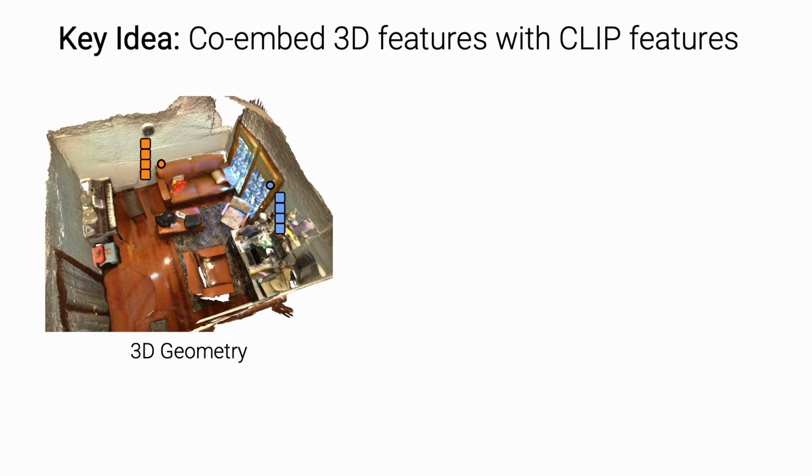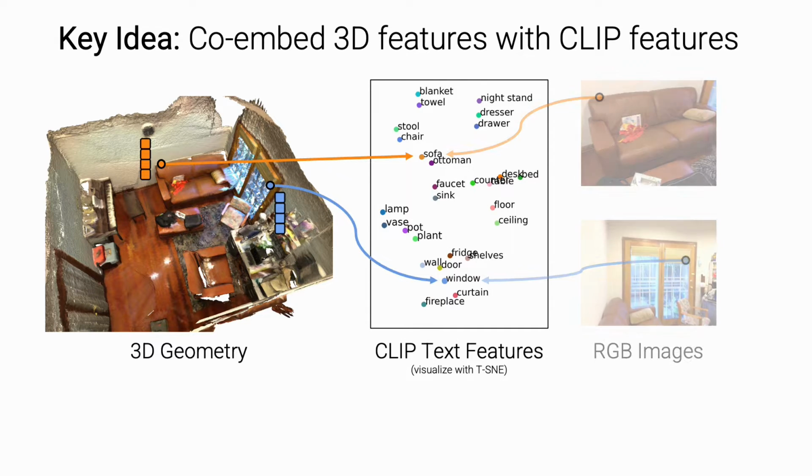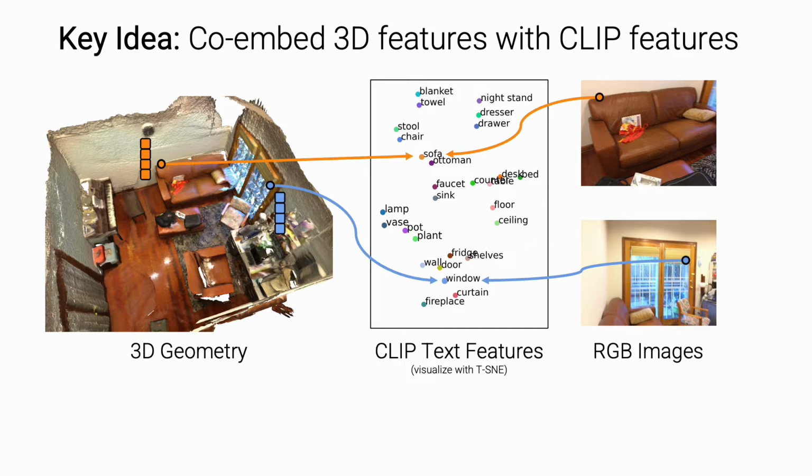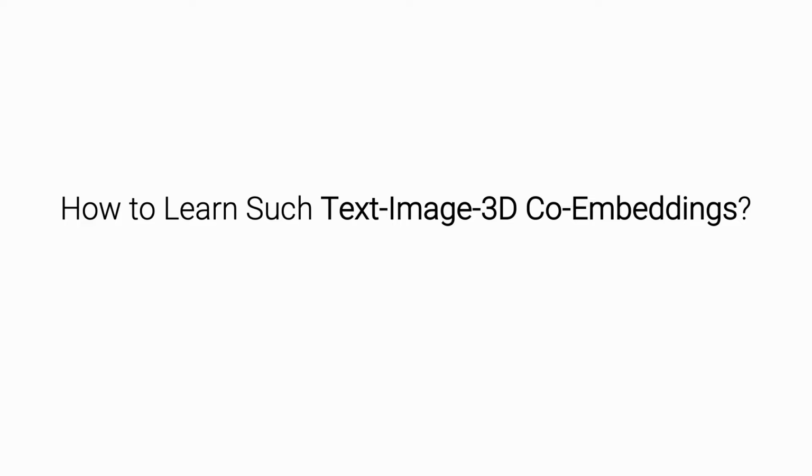Our key idea to address this broad set of applications is to compute a task-agnostic feature vector for every 3D point that is co-embedded with text and image pixels in the CLIP feature space. Then we can use the structure of the CLIP feature space to reason about properties of 3D points in the scene. How do we learn such text-image 3D co-embeddings?